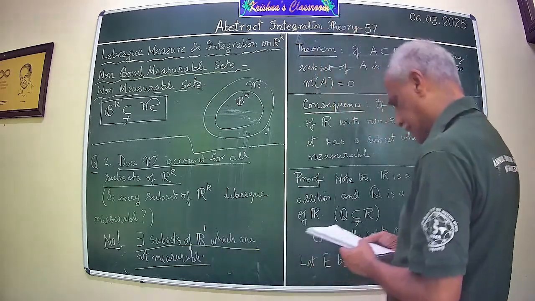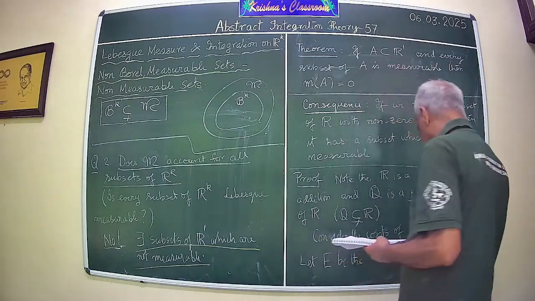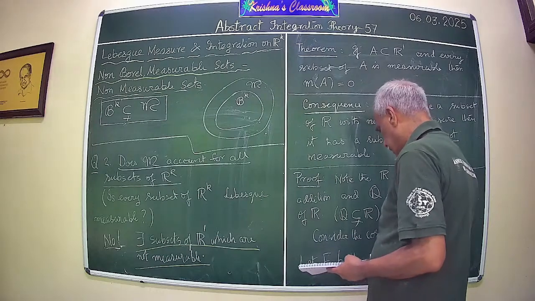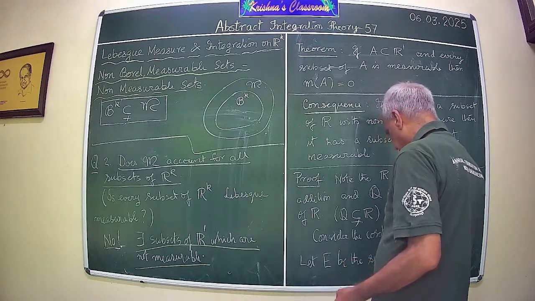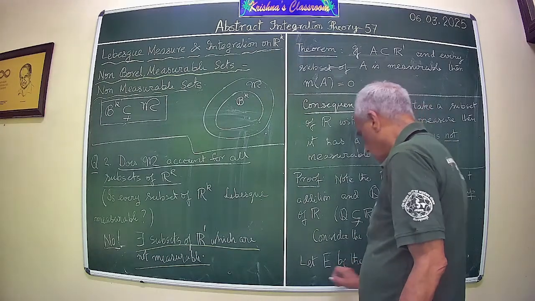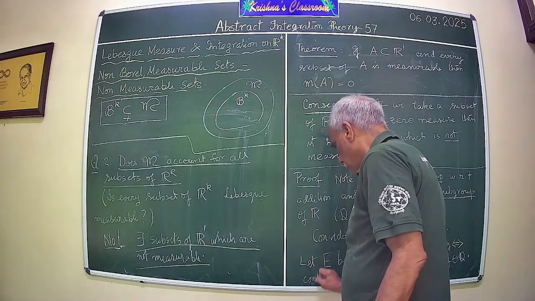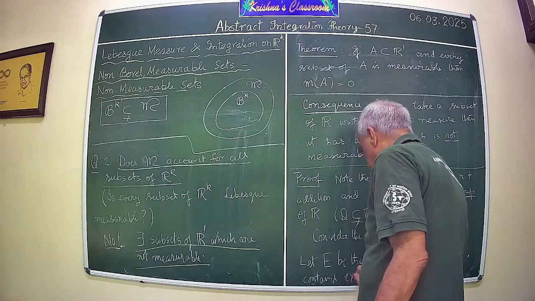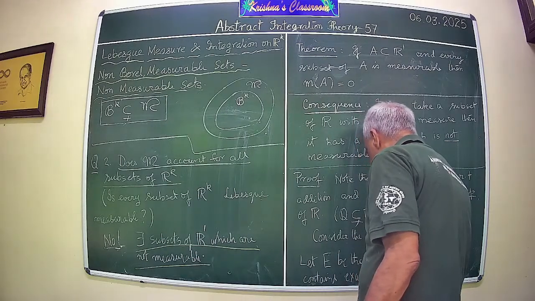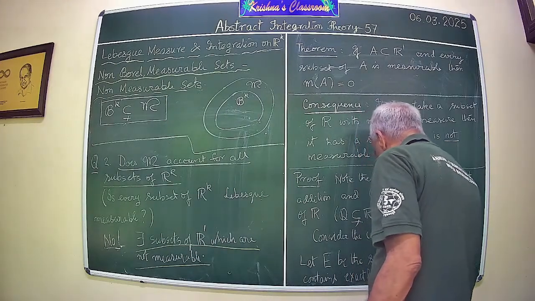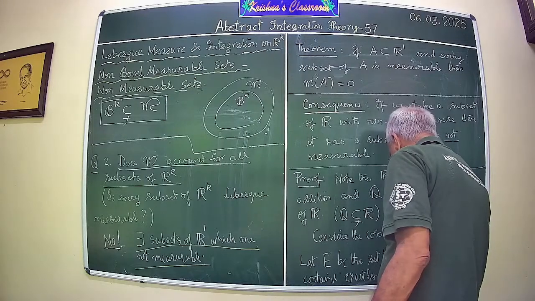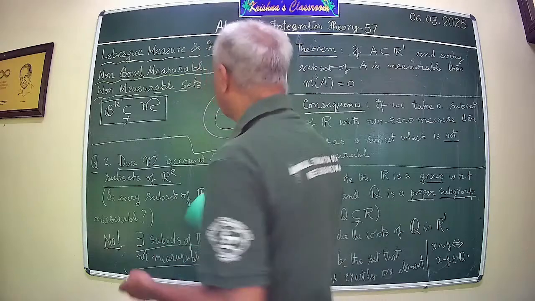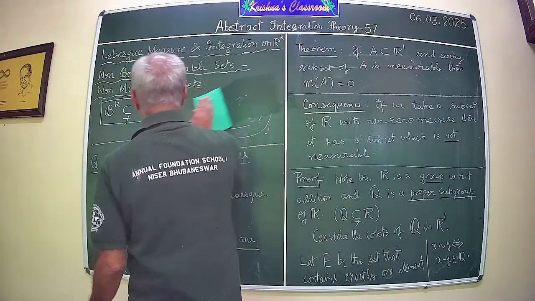So that's the idea. So let E be the set that contains exactly one element from each of these cosets.